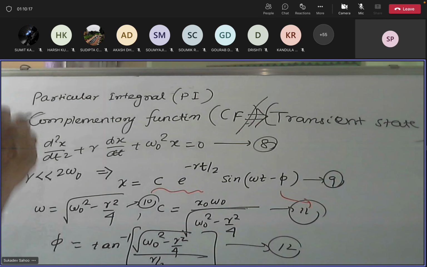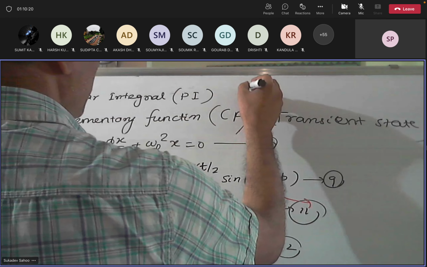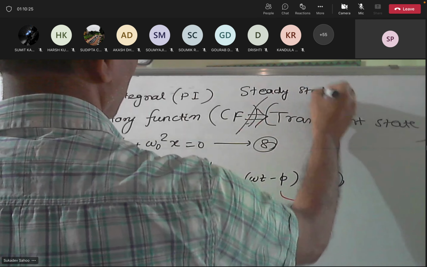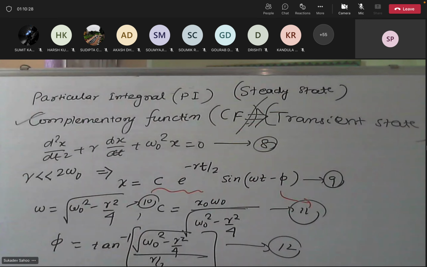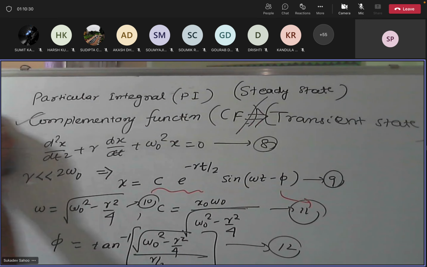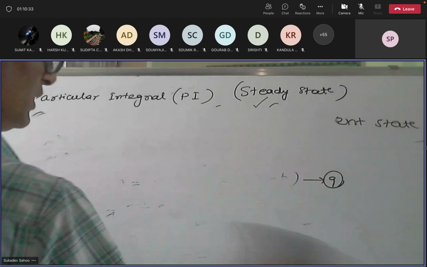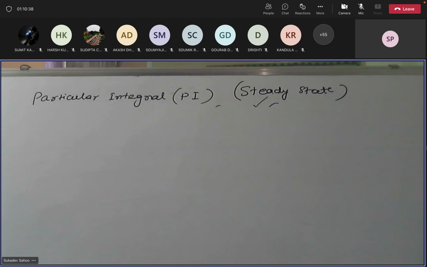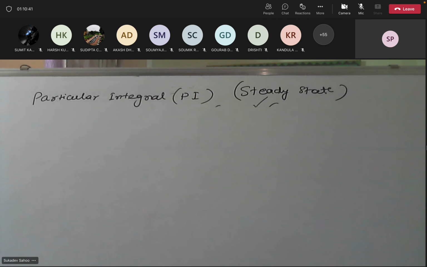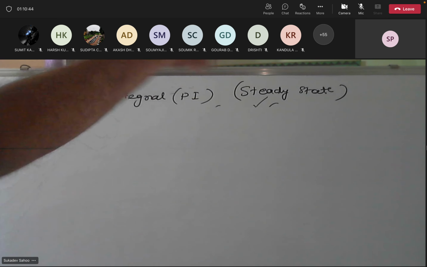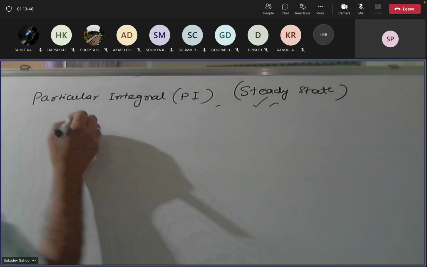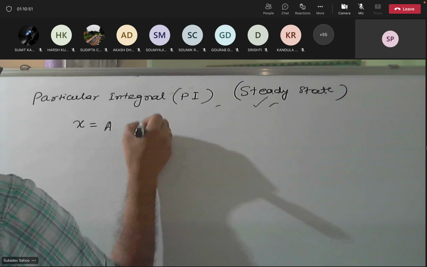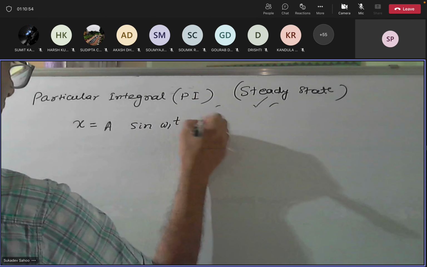Now we come to the particular integral, that is, the steady state case. Since we know that the complete solution is the superposition of the PI and the CF, we can write the PI in a similar form to that of the CF. So we can write x, that is the PI, as a sine of omega 1 t minus phi 1.